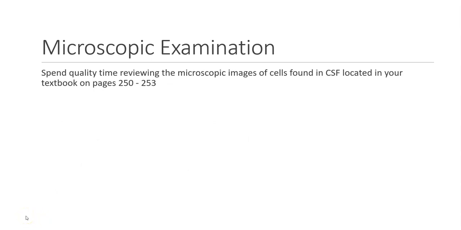For the microscopic examination, I want you to spend quality time reviewing the microscopic images of cells found in cerebrospinal fluid. These are located in your textbook on pages 250 to 253. They have really nice pictures as well as descriptions of what you're seeing on the slide. During one of the labs, or several of the labs, you will be doing microscopic examination on body fluids.